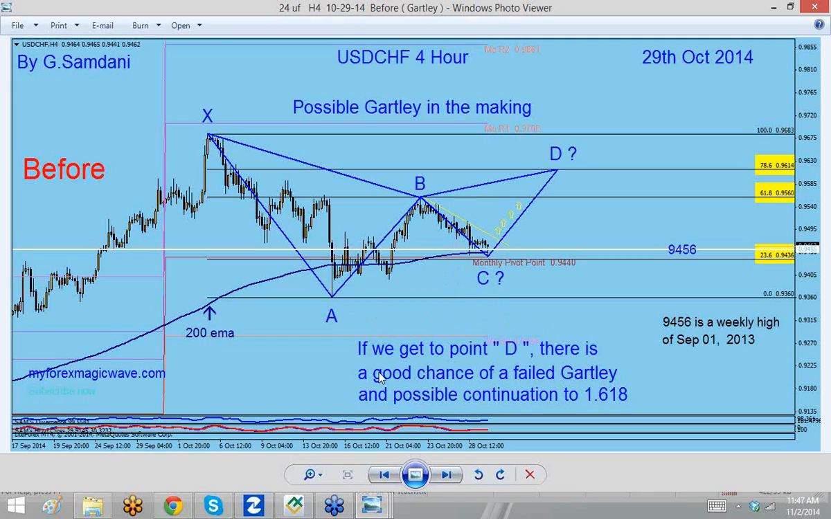The thing is that this is like a Gartley pattern going to be finished around here. But if you notice, I said if we get to point D, there is a good chance of a failed Gartley and possibly continuation to 1.618, which is somewhere there. Why did I say that? This is very important.